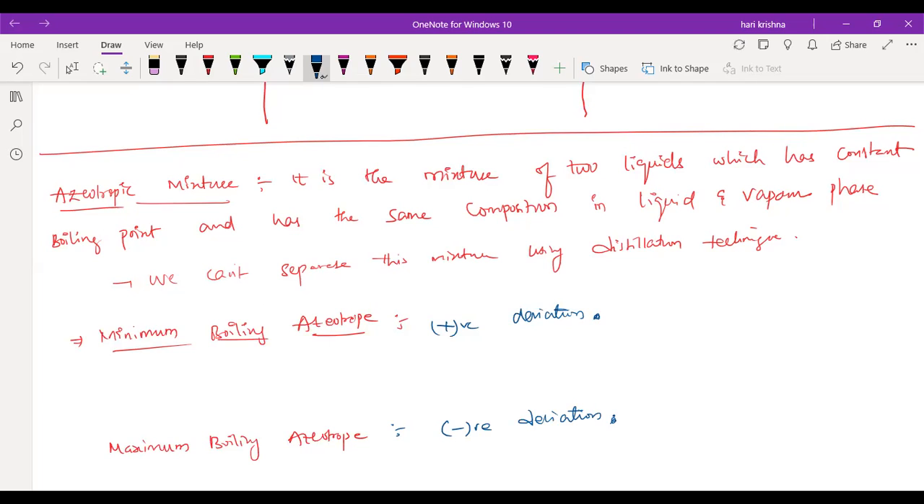So with this, we'll end the topic here. Today's class is a complete theory part. Next we'll start with the problematic part in the colligative properties.